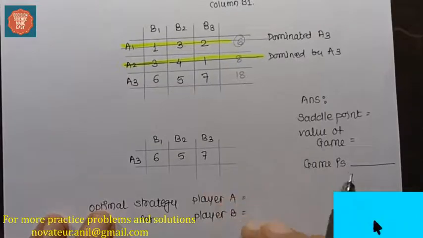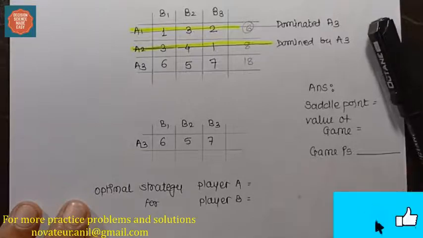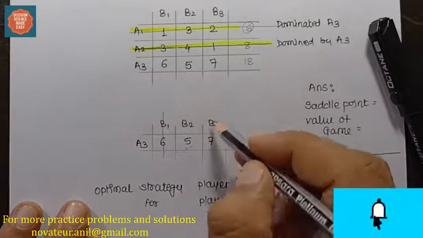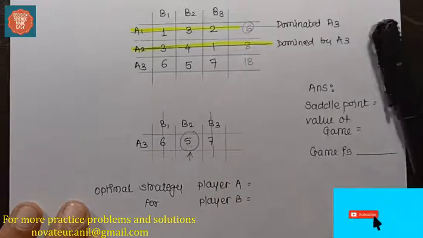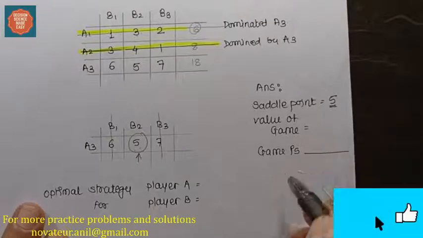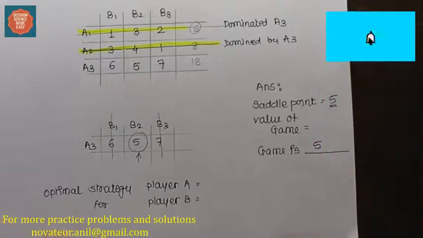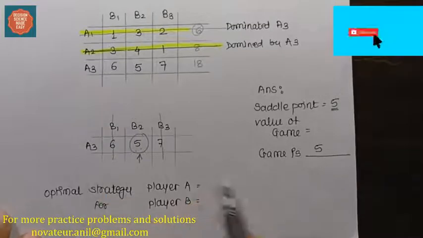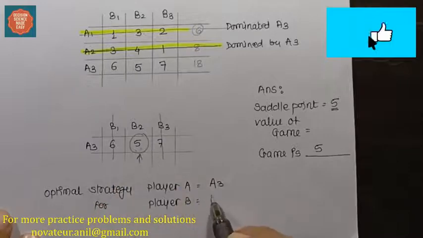Again I'll go vertically, that is column wise. It is very simple, orally we can do this. So 6 is greater than 5, so I am going to eliminate this, and 7 is greater than 5, so I am going to eliminate this. What is left is nothing but my 5. So here this 5 is nothing but my saddle point. So the value of the saddle point is 5. The value of the saddle point is also the value of the game. So my value of the game is 5. So the optimal strategy for player A is A3, and the optimal strategy for player B is B2.